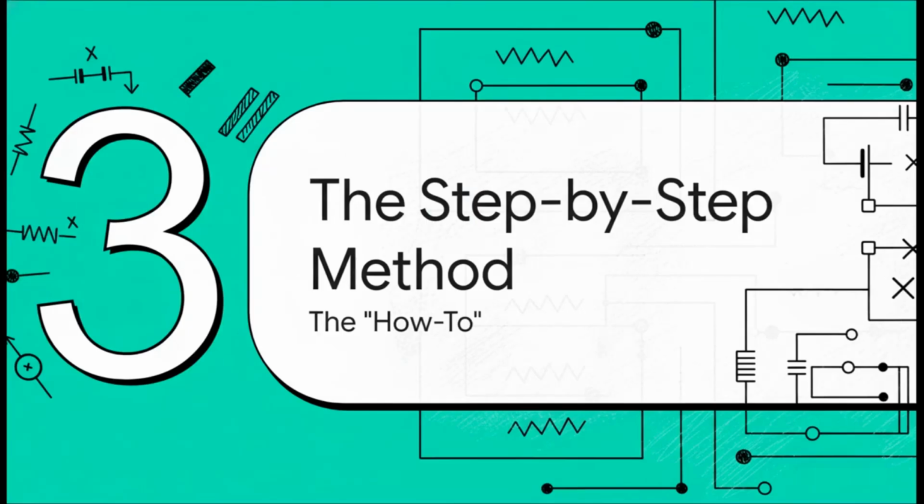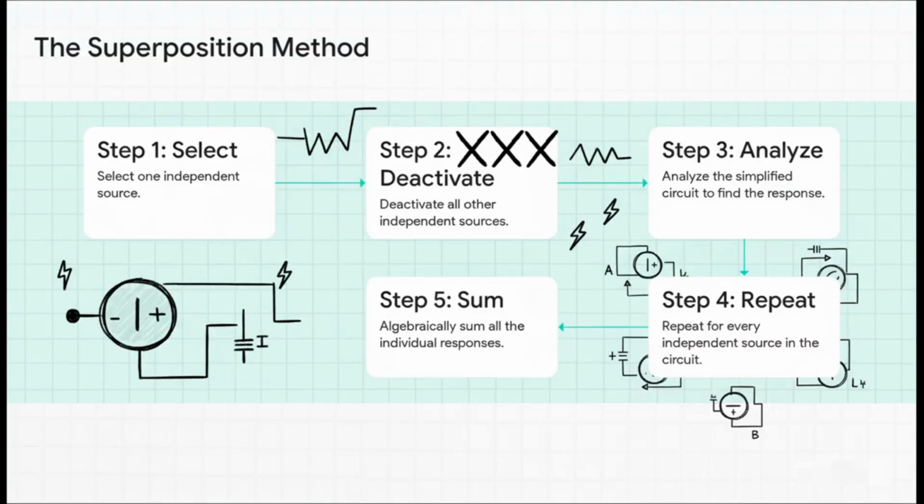Okay, so that's the big idea, but how do we actually do it? Let's get practical and lay out the exact method you need to follow. The process is very methodical, which is great. First, you pick one source and one source only. Then, and this is the magic step, you turn off all the other independent sources. You solve that much simpler circuit, write down your answer, and then you just repeat that whole process for every single source. At the very end, you just add up all the individual results you found.